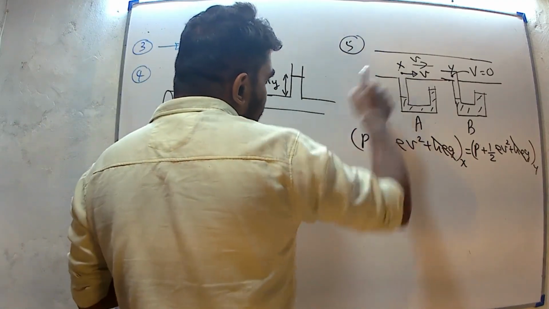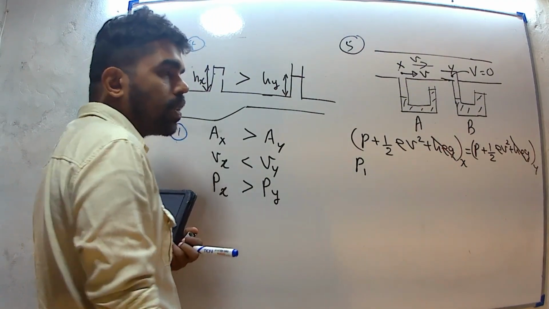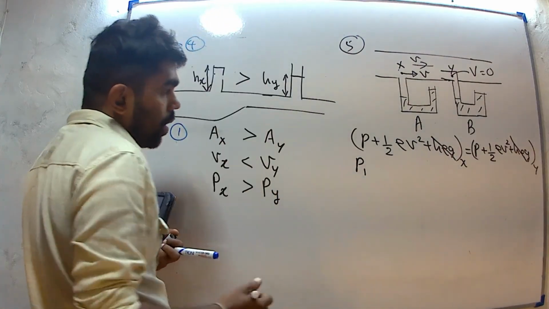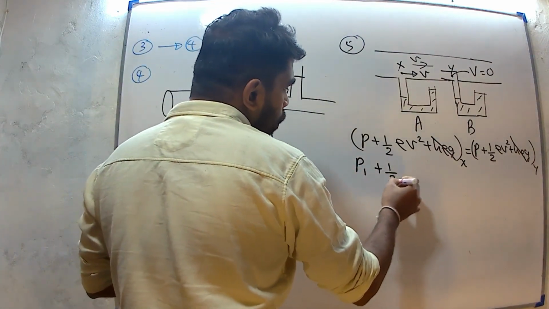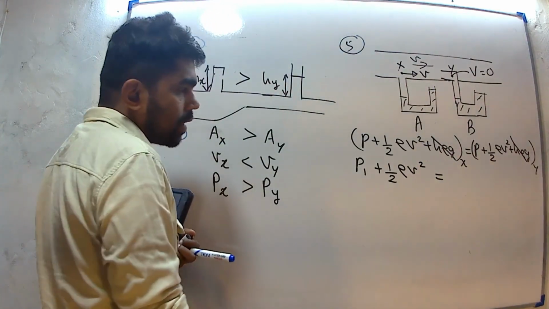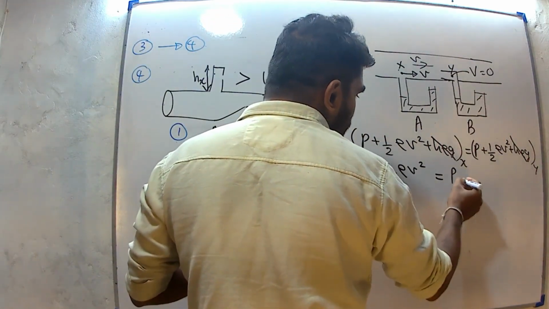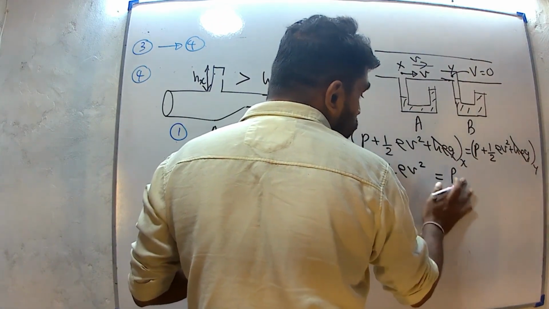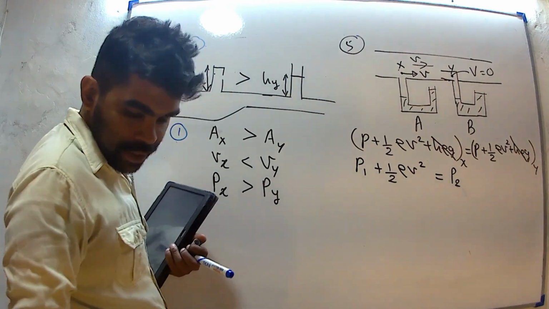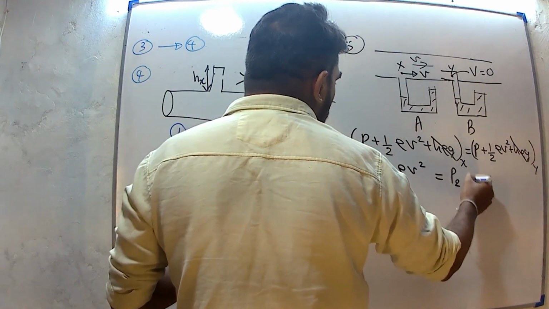We can get pressure at x P1. It is the reading of this manometer, plus half rho v squared. V is the velocity of point x, then we can use half rho v squared. Pressure at point y is Py, P2, it is the reading of second manometer. And we know that velocity for y point should be 0.